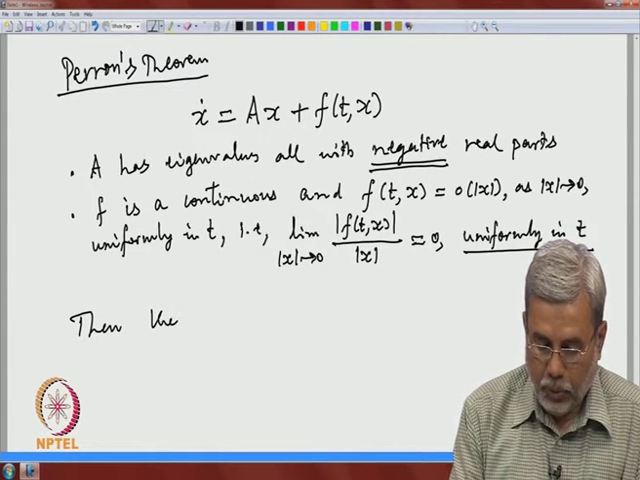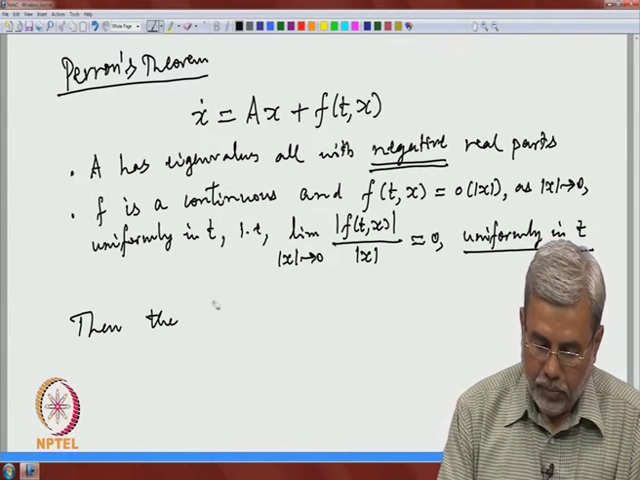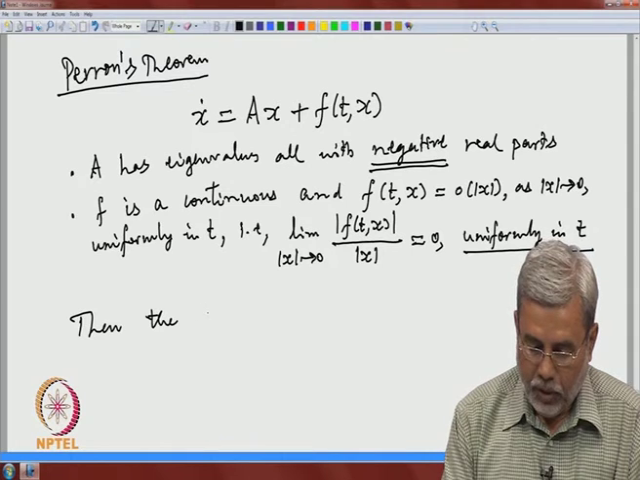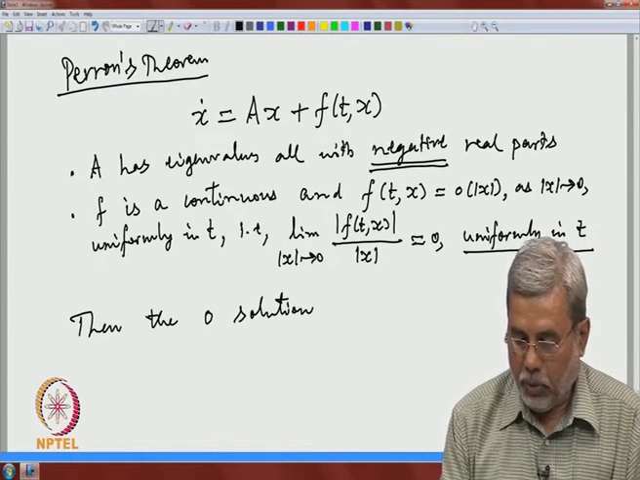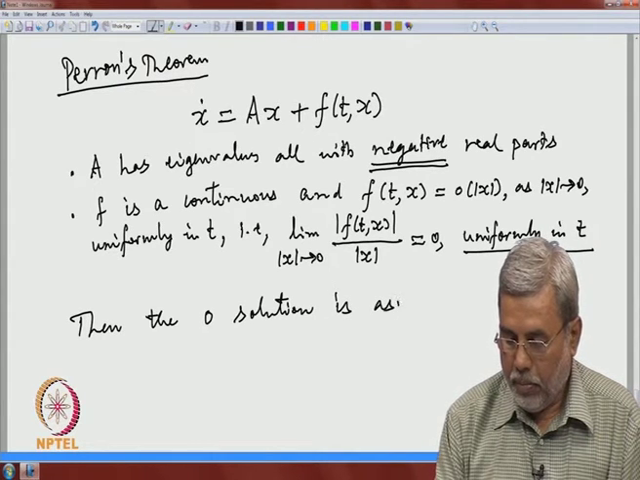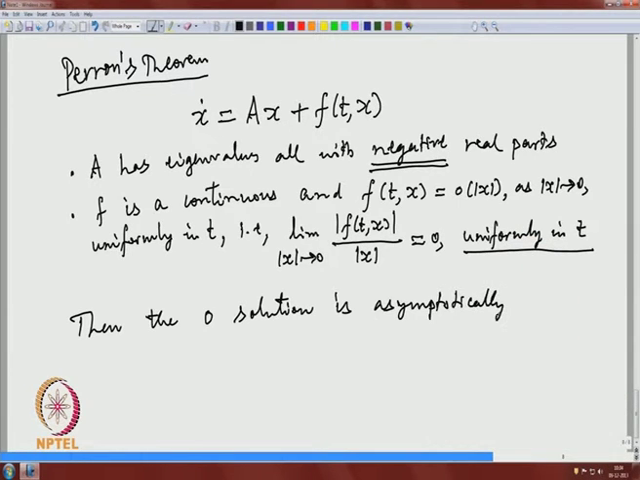Okay. Then the zero solution is asymptotically stable. So, again read the definition of asymptotic stability carefully. Let me put a star on this.